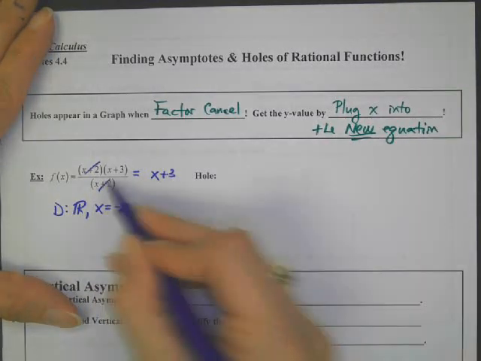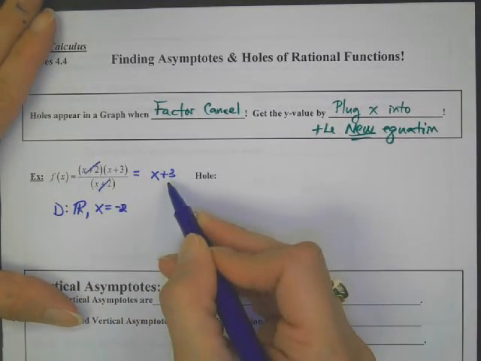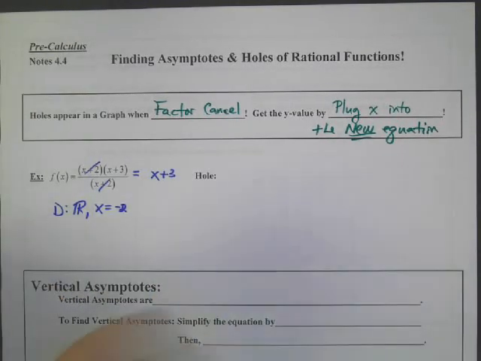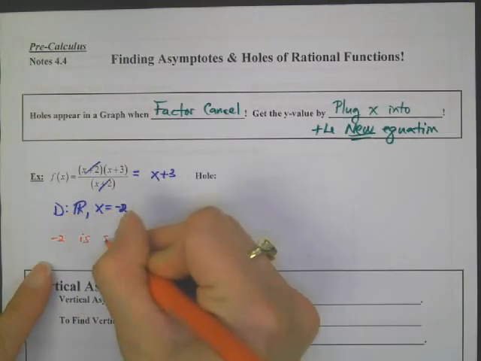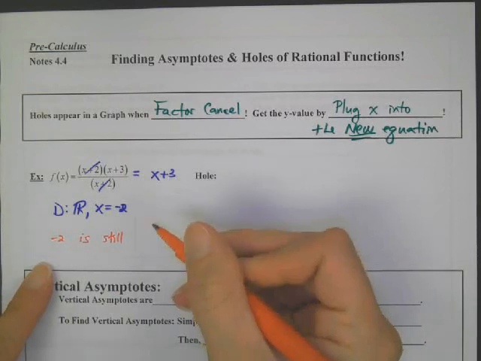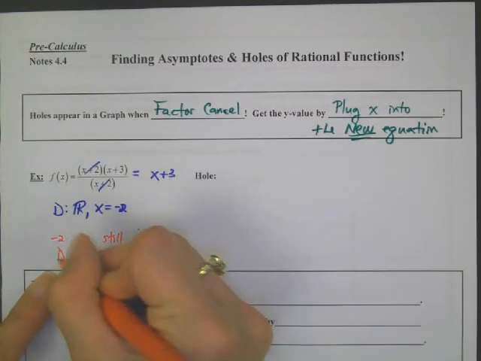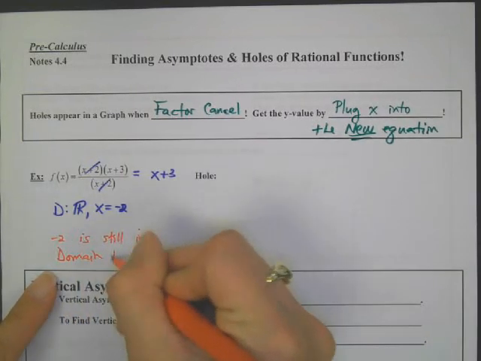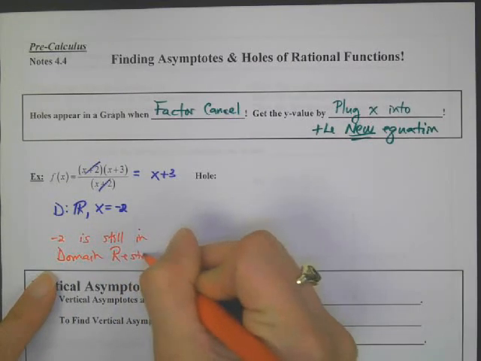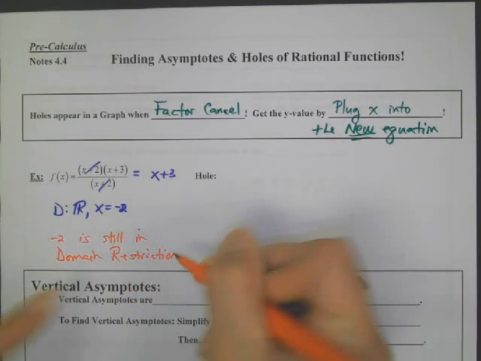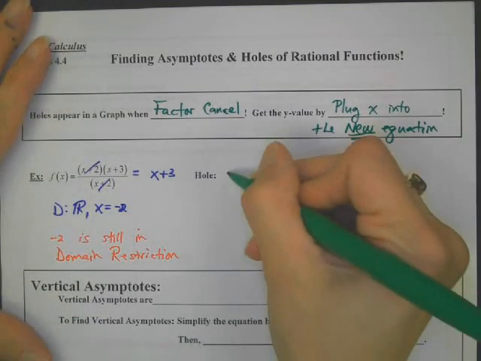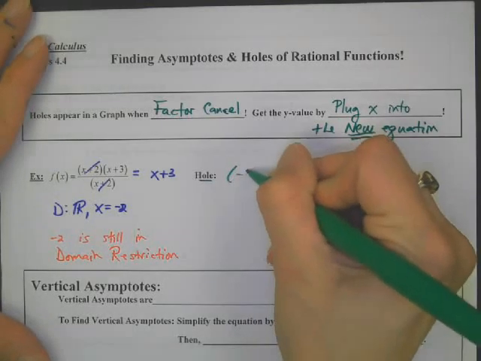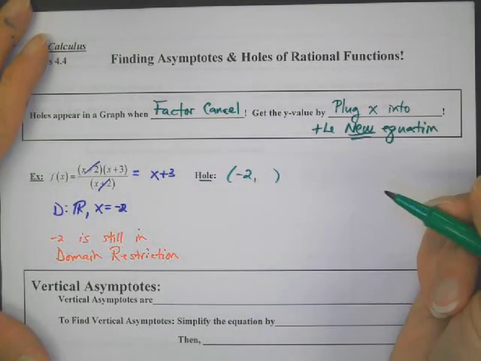I realize that the function has been simplified into something very, very simple, but I have to make a note here. -2 is still in the domain restriction. That means you are not allowed to use -2, even though that factor canceled, it's still not allowed. That means that there's a hole at -2 comma something.